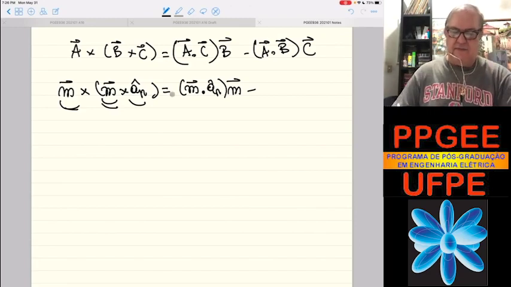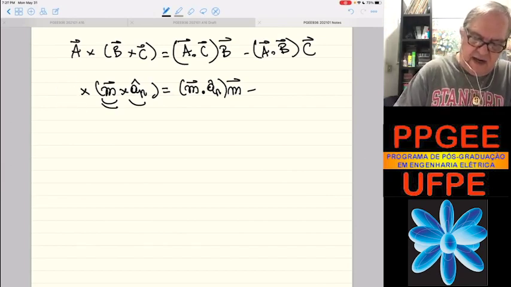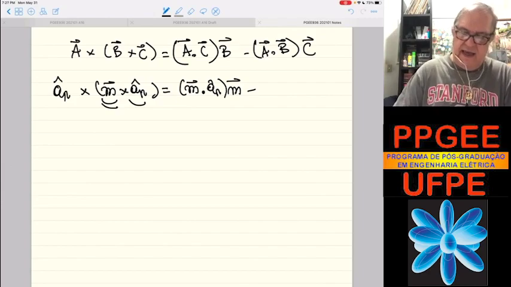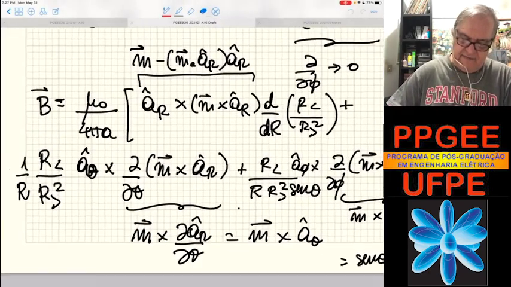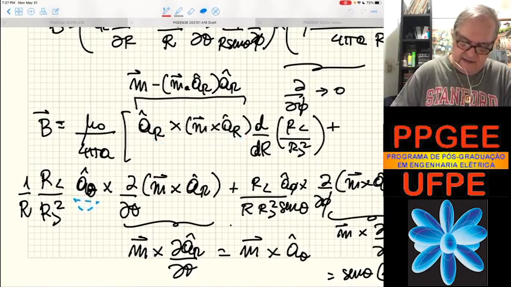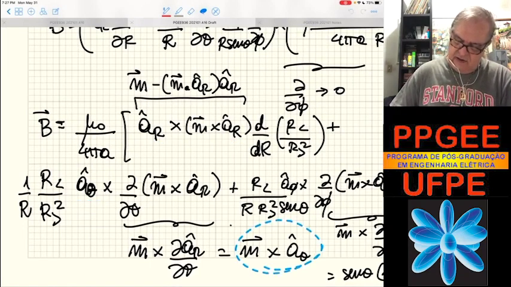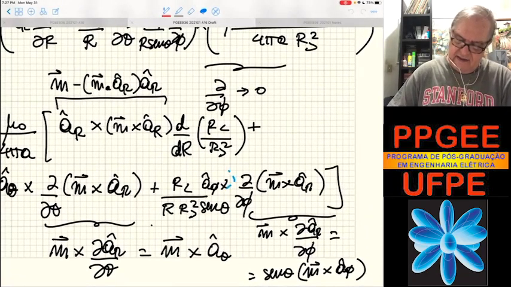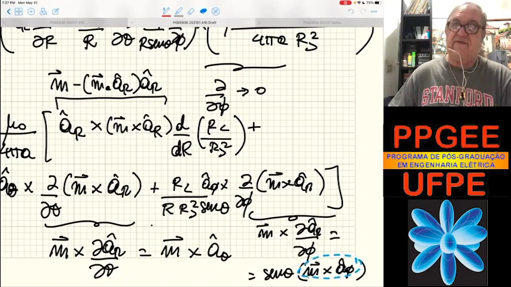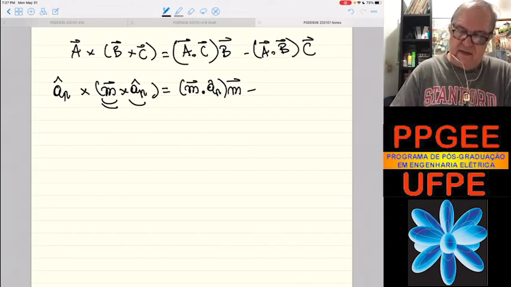Oh, I'm sorry. No, it's not M. I'm sorry, let me just fix it. Because to AR cross, I have several terms like this. I have AR cross M cross AR. I have A theta cross M cross A theta. And I have A phi cross M cross A phi. So I have these things here, right? So let's do one of them.